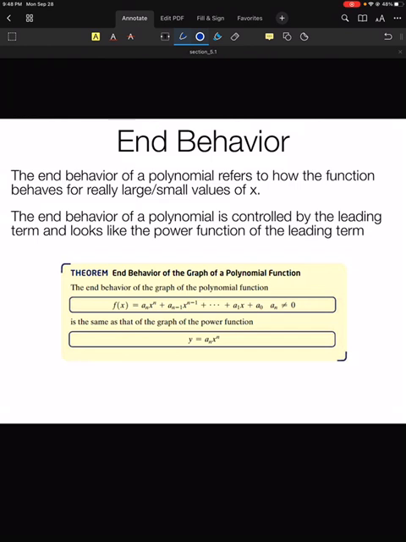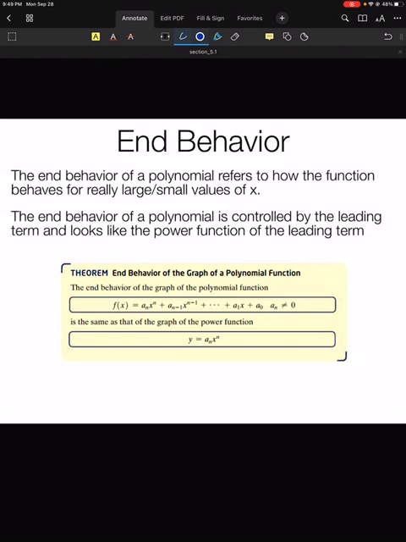Hi everyone, in this video we're going to finish up section 5.1 by talking about the end behavior of a polynomial function. The end behavior of a polynomial refers to how the function behaves for really large or small values of x. So as x approaches negative infinity and infinity, how does the function, which is specifically a polynomial, behave?